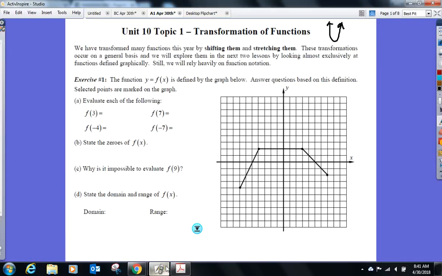All right, let's start it off. I have graphed a little nice one up here. I'm going to call it f of x. Here's what I need your help doing right now. Just using the graph, can you find me these four values?